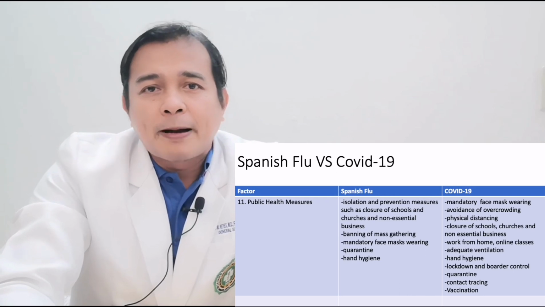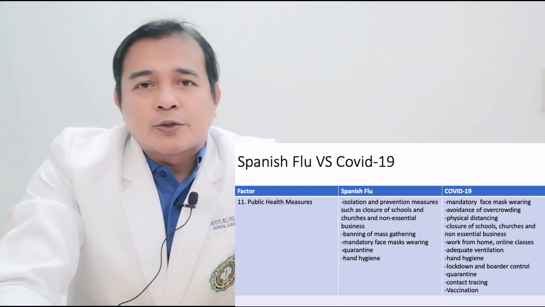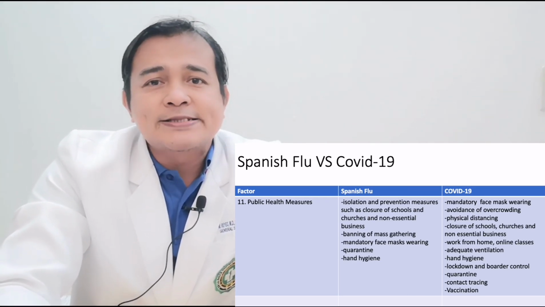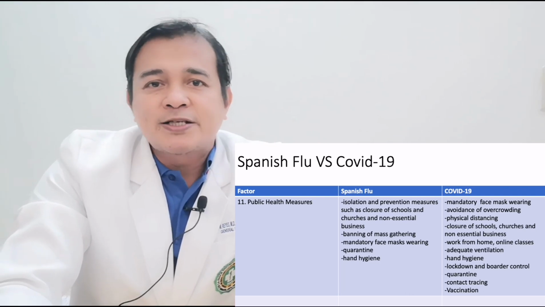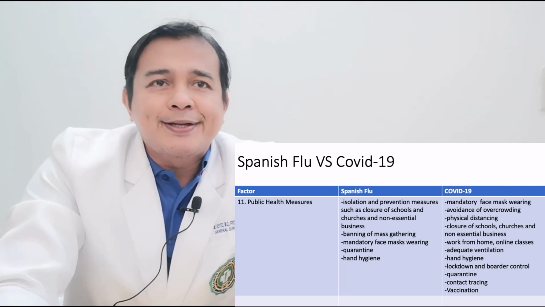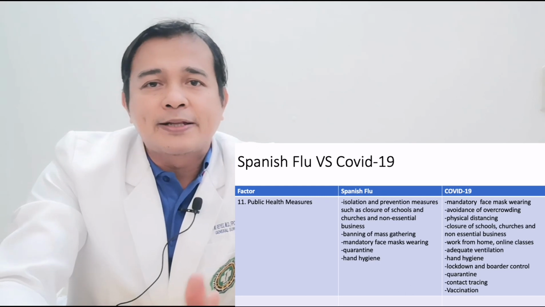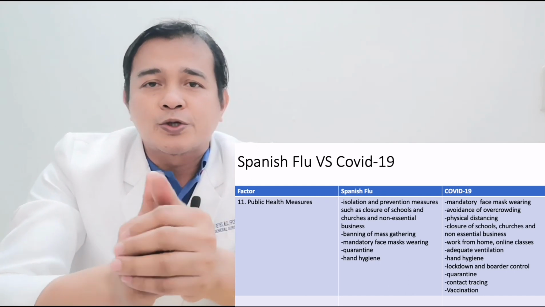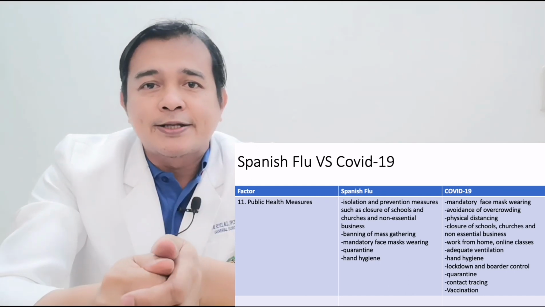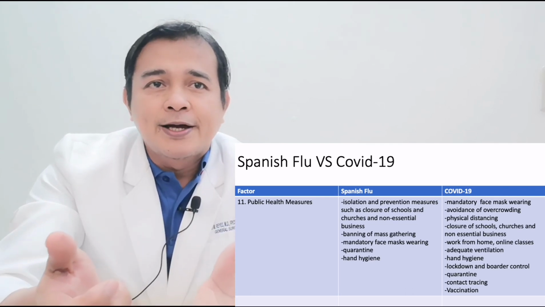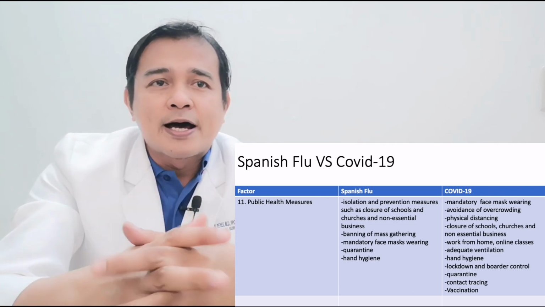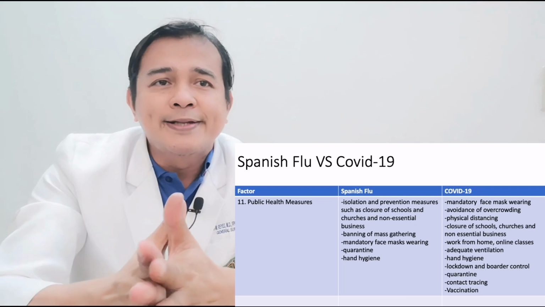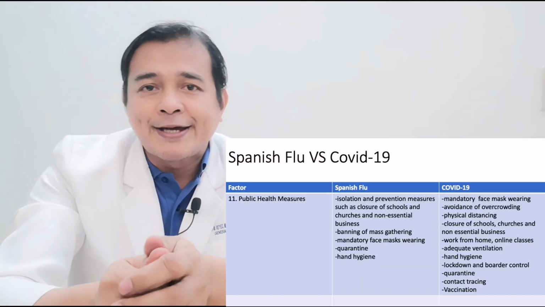So what are the public health measures that were implemented in the two pandemics? So for the Spanish flu, there were early isolation and preventive measures. There were closure of schools, churches, and non-essential businesses, and mass gathering was banned with mandatory wearing of face masks. There were also quarantine and hand hygiene.